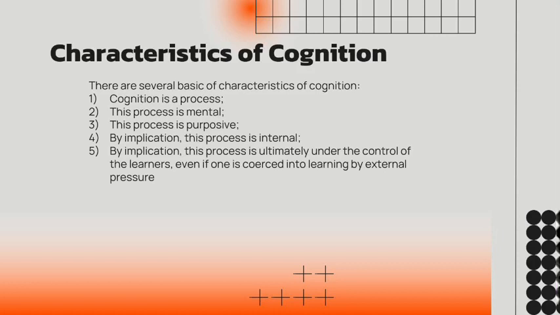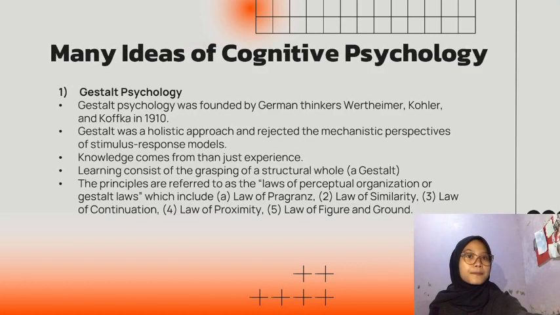Characteristics of cognition. There are several basic characteristics of cognition. Number 1, cognition is a process. 2, this process is mental. 3, this process is purposive. 4, by implication, this process is internal. 5, by implication, this process is ultimately under the control of the learners, even if one is coerced into learning by external pressure.